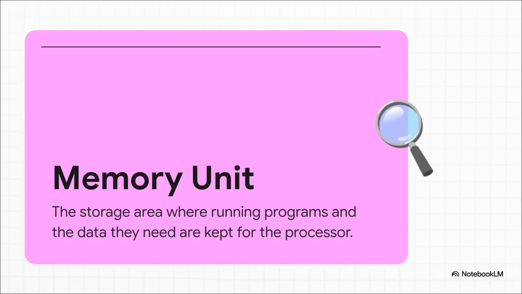Of course, a brain needs a place to work, right? That's where the memory unit comes in, which you probably know as RAM. Think of it as the CPU's personal workbench. It's not for long-term storage. That's your hard drive. This is the temporary workspace, where all the programs you're currently running and the data they need are kept for super fast access.